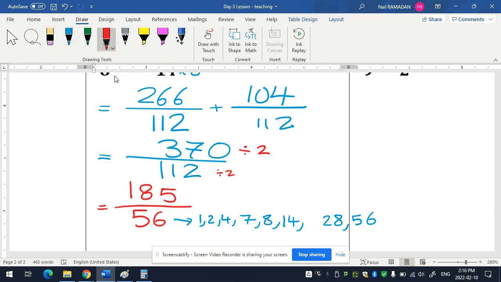So look, everyone, I know that 2 is not going to work. 4 is not going to work. 8 is not going to work. 14 is not going to work. 28 is not going to work. 56 is not going to work. What's the only thing I can try? 7. Okay. And again, there is no guarantee.